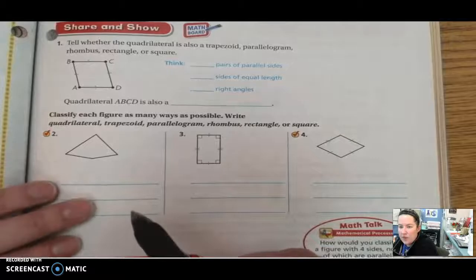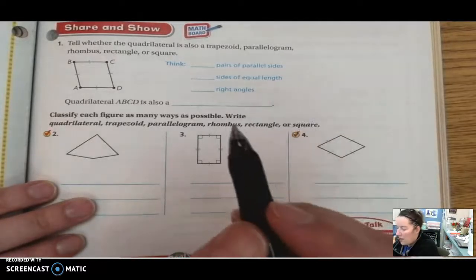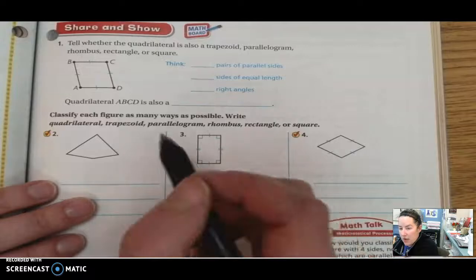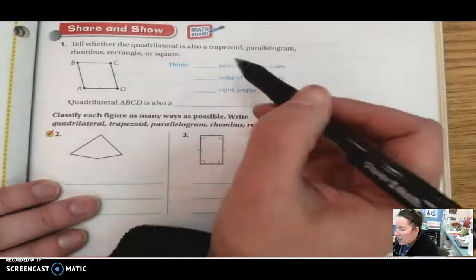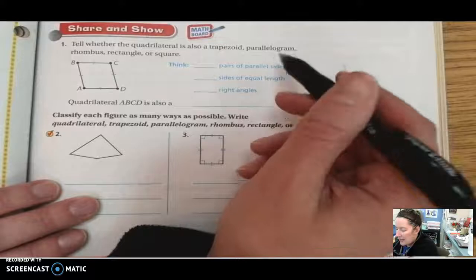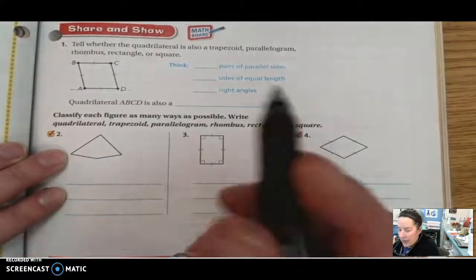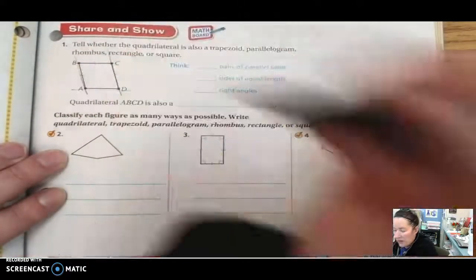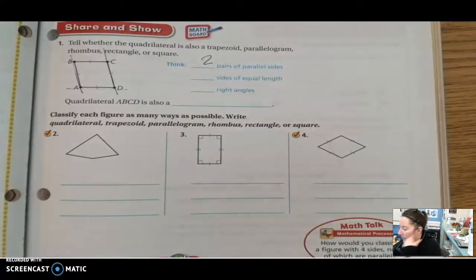This says, tell whether the quadrilateral is also a trapezoid, parallelogram, rhombus, rectangle, or square. They're going to help us think through it. So how many pairs of parallel sides does it have? Well, this side is parallel to this side. That's one pair. And this side is parallel to this side. So it has two pairs of parallel sides.